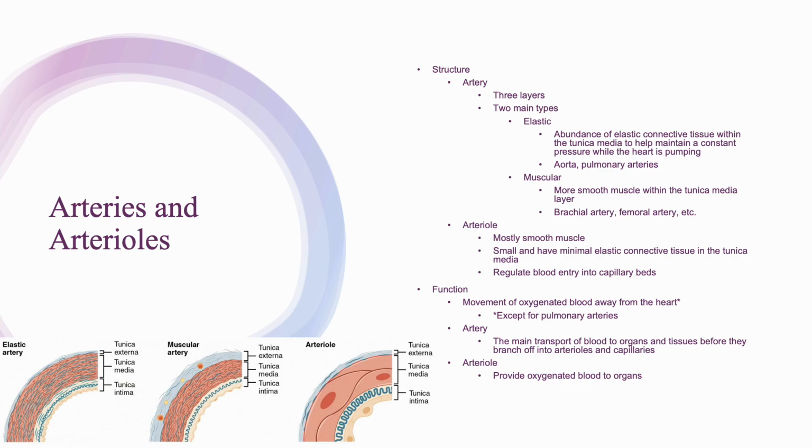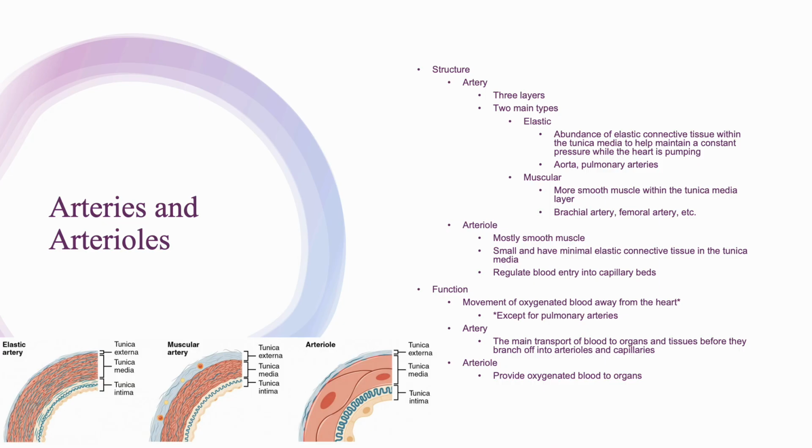Muscular arteries contain more smooth muscle and fewer elastic fibers. These arteries are responsible for the distribution of blood to specific organs and body regions. Examples of muscular arteries are brachial and femoral arteries.